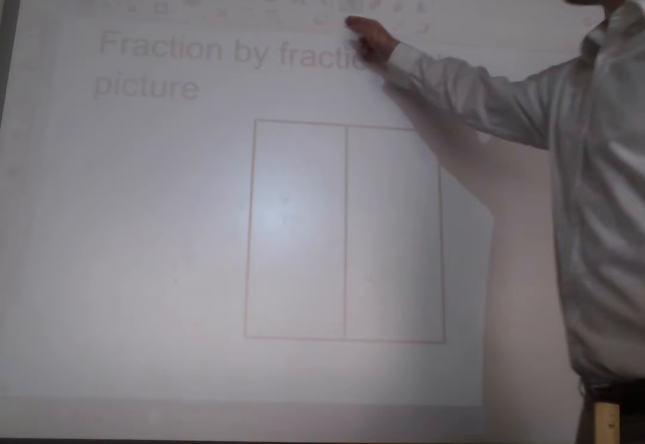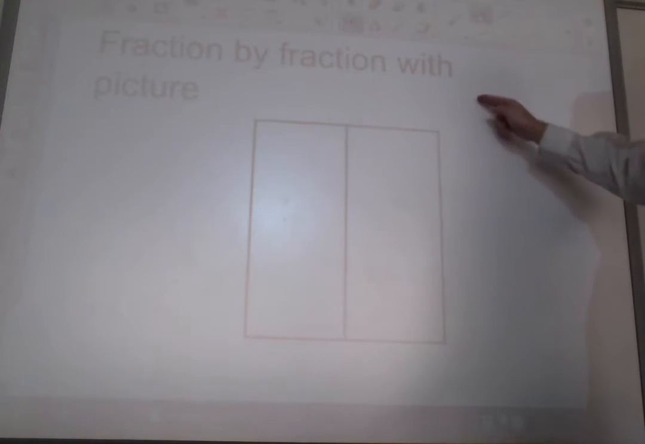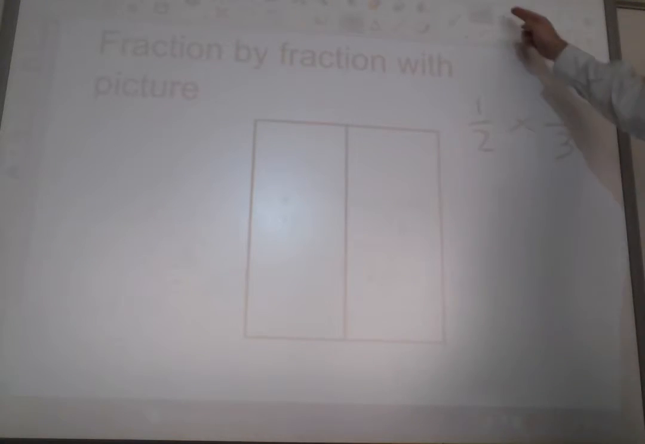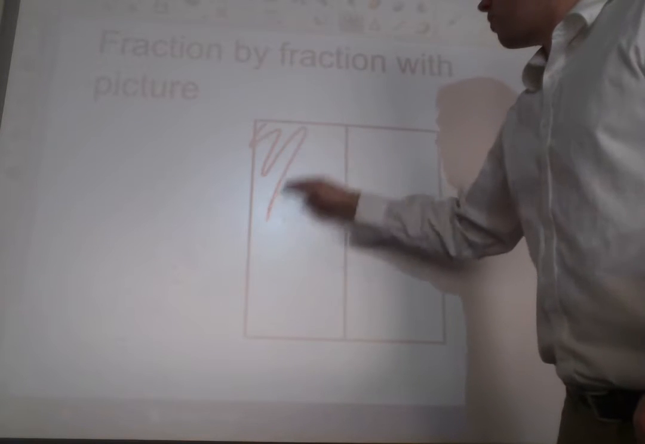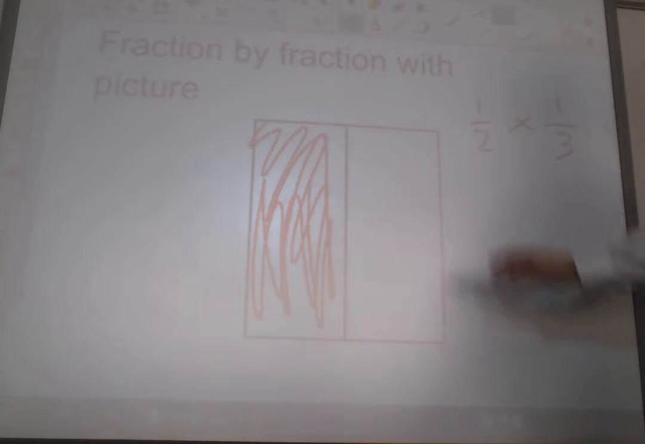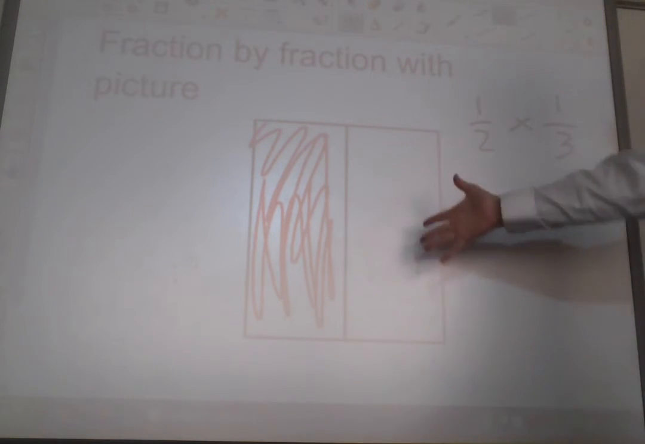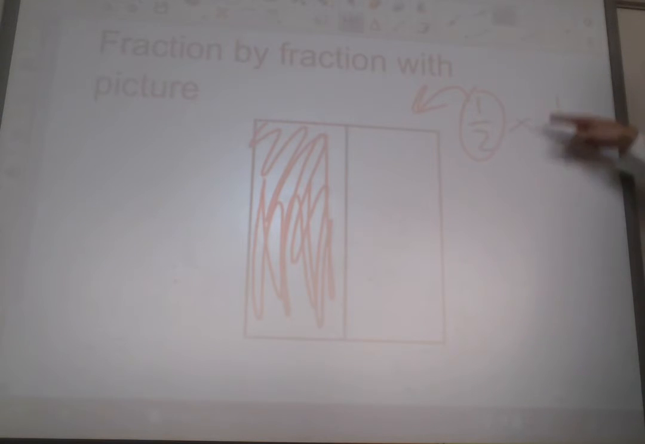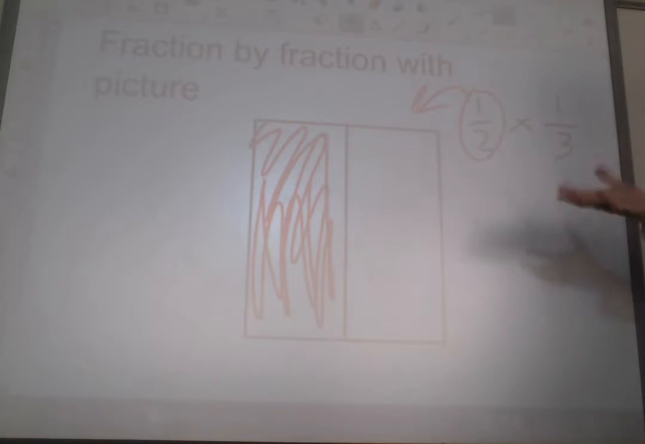Okay, well, let's say you have a problem like 1/2 times 1/3. Here I've got a picture, and this picture obviously represents 1/2, right? We've got a box, we've got half of it shaded. This box is half. Well, we're taking that original half that we started with, and we're multiplying it by only 1/3. We're not even taking it a full time, we're taking it 1/3 of a time.